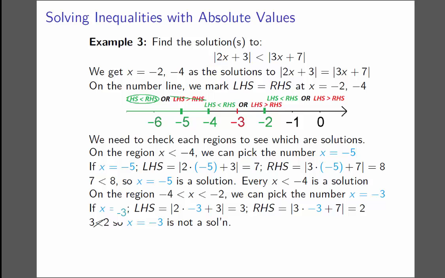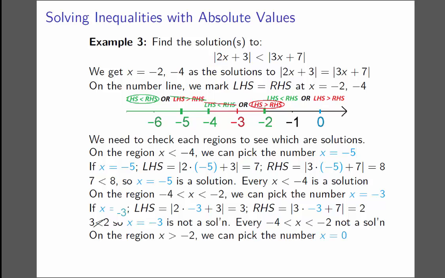Here, the left-hand side is 3 and the right-hand side is 2. But 3 is not less than 2, so the left-hand side is not less than the right-hand side, so x equals -3 is not a solution. And because x equals -3 is not a solution, every value of x between -4 and -2 are not solutions as well.